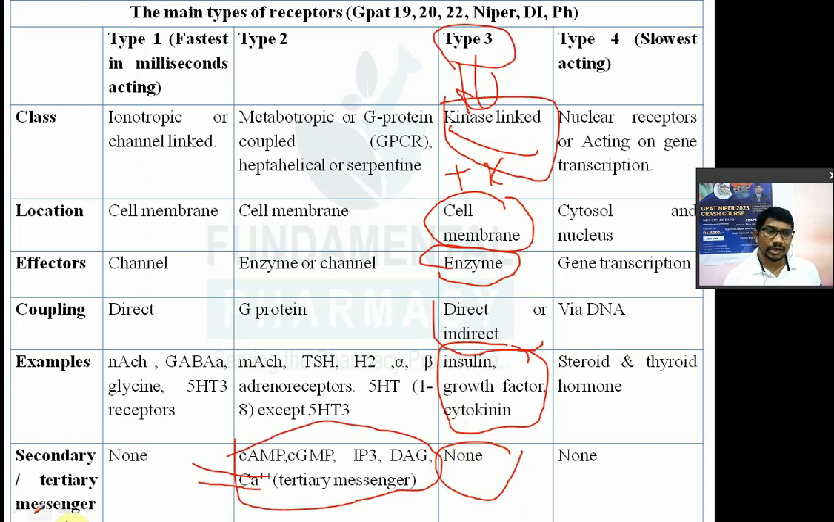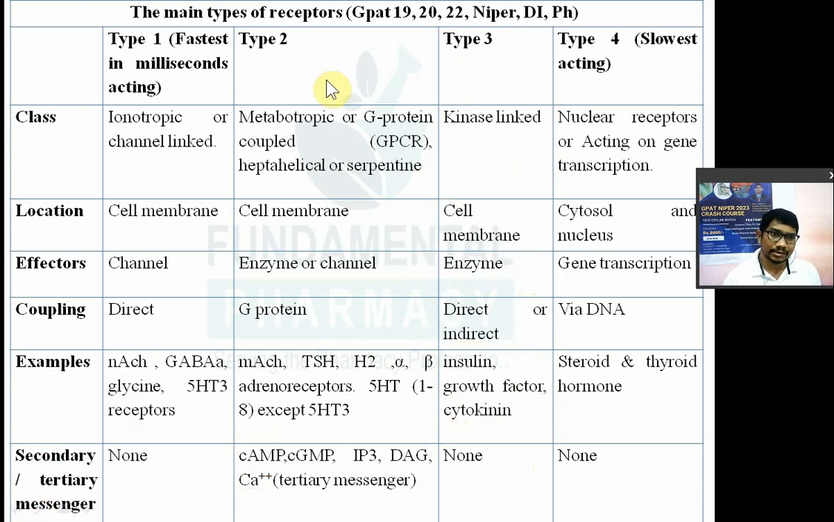Now we'll see the last type of receptor known as the intracellular. पहला होता है ion channel, we have seen that. Second GPCR, we have seen that. Third one is a tyrosine kinase linked receptor, we have seen that. Now fourth one is nothing but the type 4 receptor.